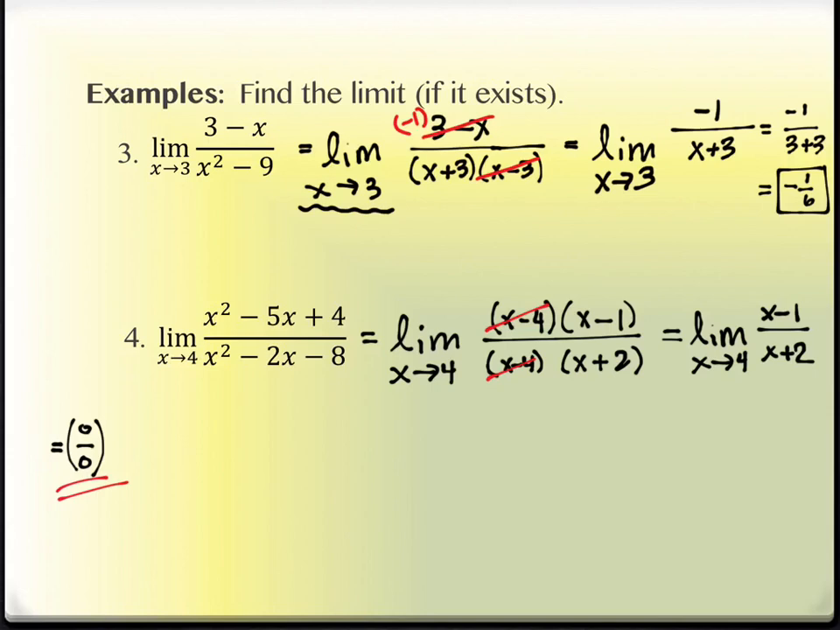So when I put the 4 in now, what do I get? 3 over 6, which is 1/2. How could you check to make sure that's right with other techniques we've used?